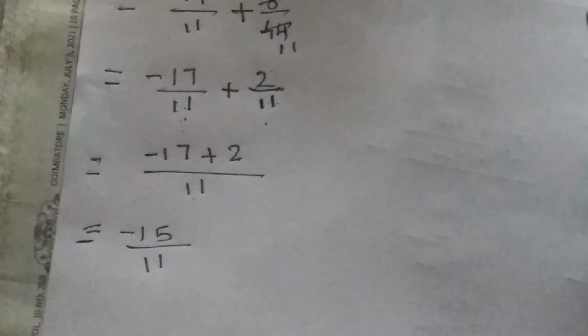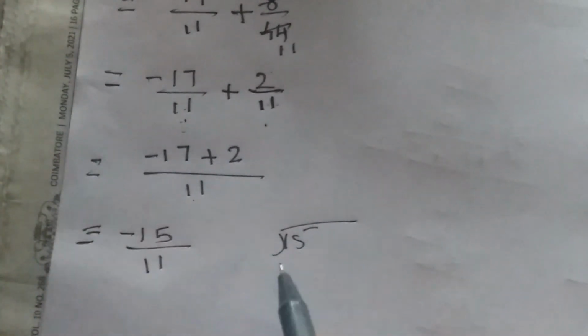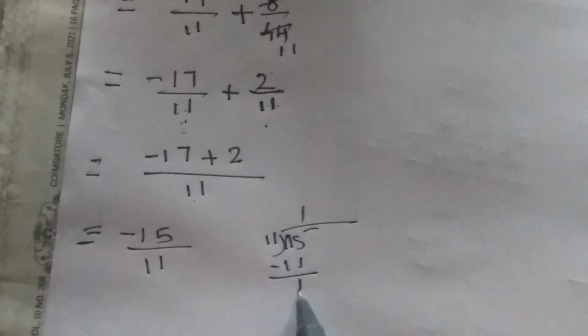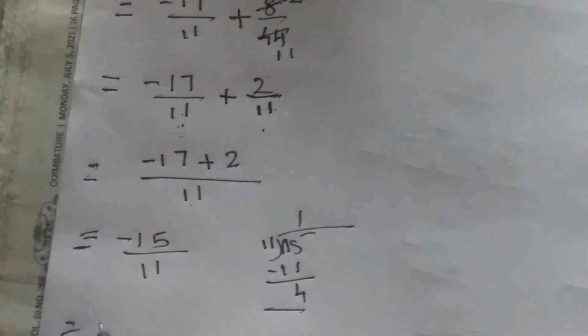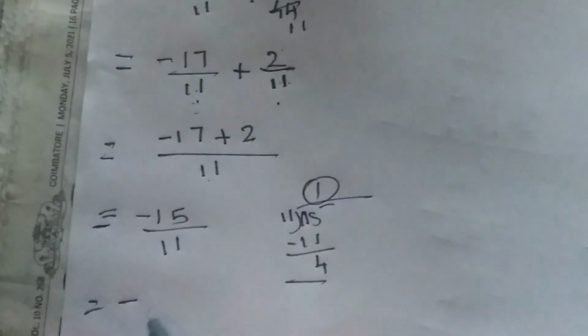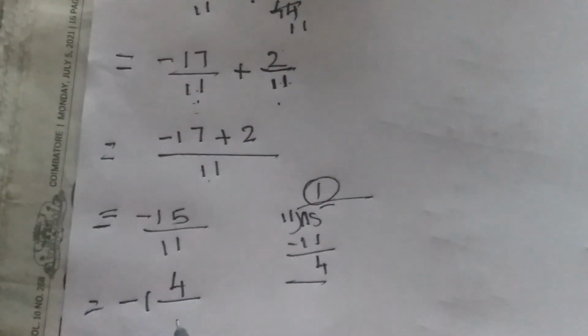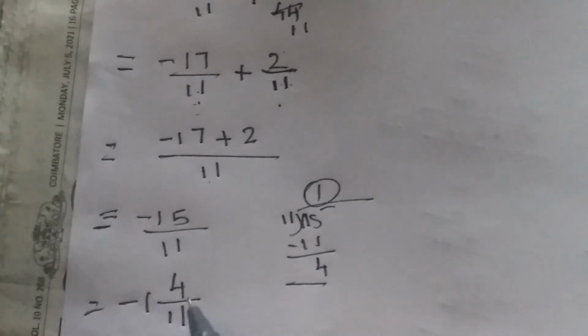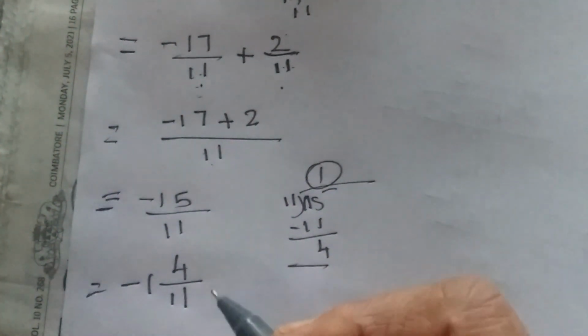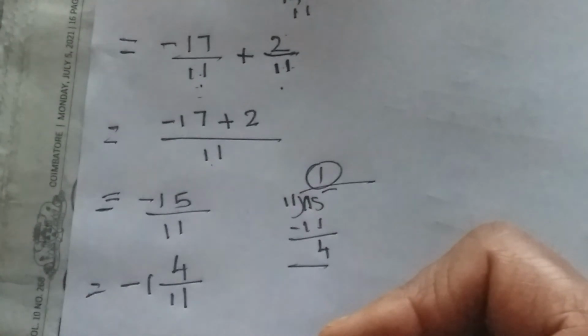But in this, do they have a common factor? No, but the numerator is greater and the denominator is smaller, so we have to convert it into a mixed fraction. Divide 15 by 11. 11 ones are 11 and 15 minus 11 is 4. So this minus sign, write as it is. And what is the whole number? This quotient is the whole number. The remainder goes on the numerator with the same denominator. So minus 1, 4 by 11 is the final answer. So that's all. The rest of the sums we'll do in the next video. Thank you for watching.